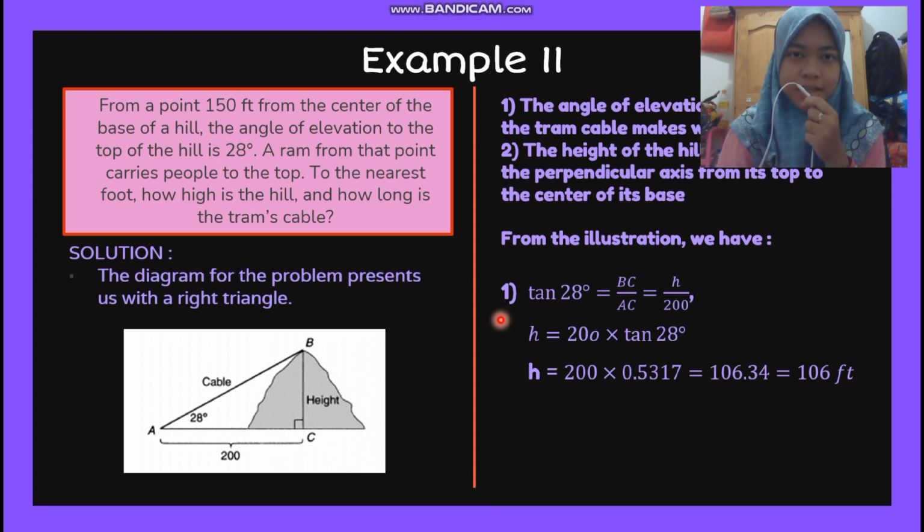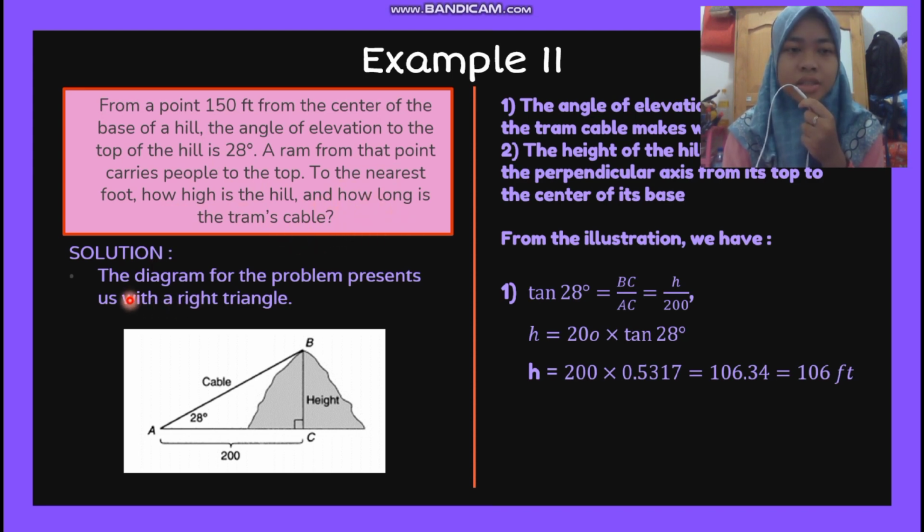Next I will explain example 11 and the question. From a point 150 feet from the center of the base of a hill, the angle of elevation to the top of the hill is 28 degrees. From the point toward the top, to the nearest foot, how high is the hill and how long is the tram's cable?